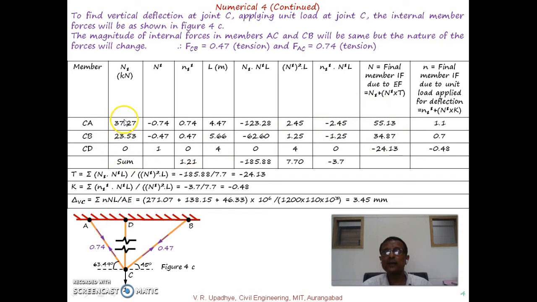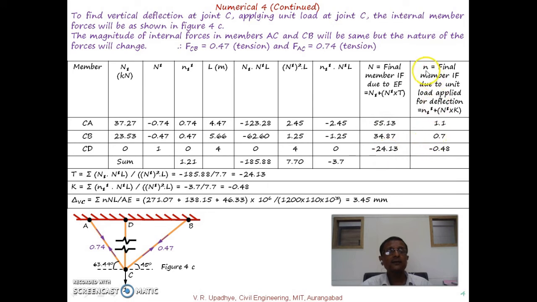The member force due to removing a particular member to convert the given structure into a basic determinate structure, plus the member force due to unit load applied at the position where that member was removed, multiplied by this capital T, will give us the internal member forces in the true structure.